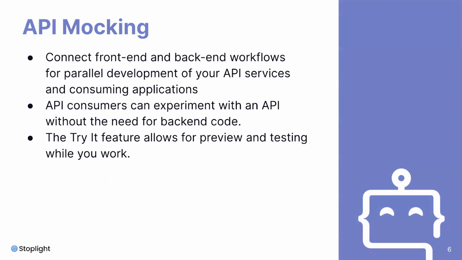With Stoplight's API mocking features, you can instantly create a mock version of your API based on your OpenAPI specifications. API mocking allows your front-end client application developers and back-end services development teams to develop their projects in parallel. The mock server simulates real APIs by providing endpoints and validation rules described in your API documentation, allowing your API consumers the ability to see your APIs in action. With the Try It feature, you have the ability to preview and test your API operation on a live server as you work.